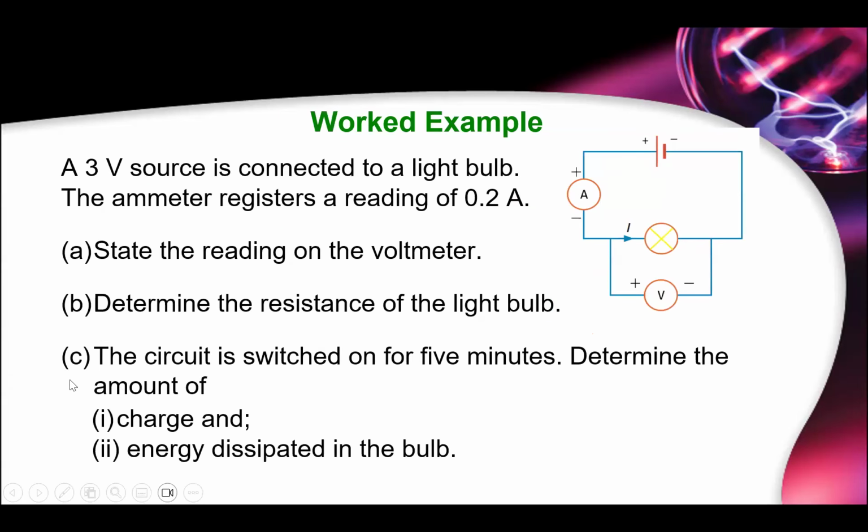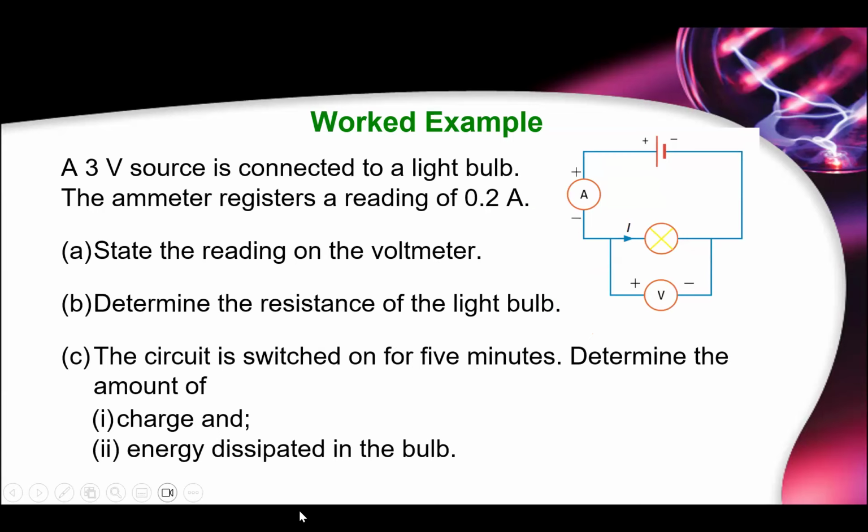Okay, then go back to here. The circuit is switched on for 5 minutes. Determine the amount of charge. So remember, charge has a formula, usually linked to current. Q equals I times t. So the current is 0.2 times 5 minutes changed to seconds.